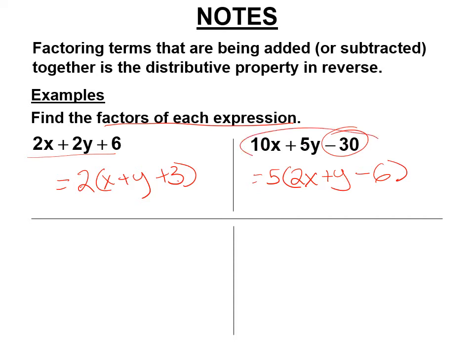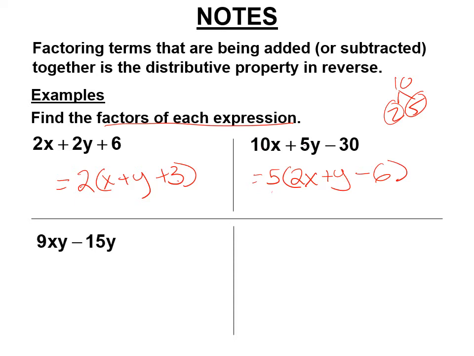So this is a linear expression, and we just found the two factors of it, right? Like the factors of 10 are 2 and 5. There's also 10 and 1. But the factors here are 5 and 2x plus y minus 6. There's only two factors, the thing outside and the thing in the parentheses, just like 2 times 5 are two factors.